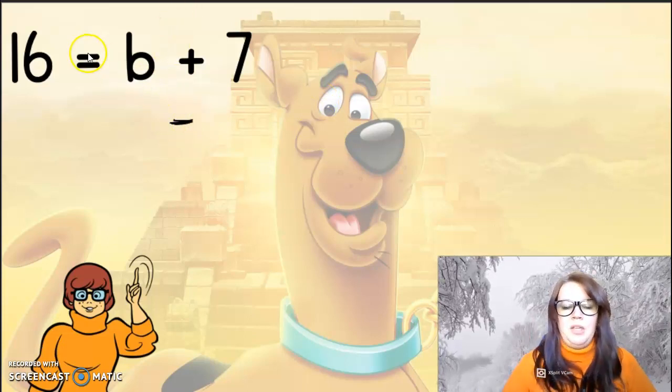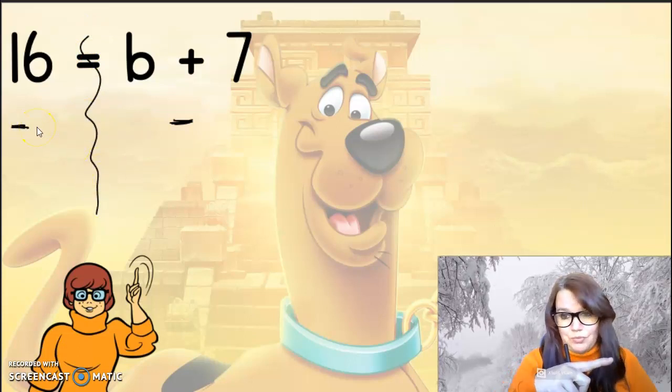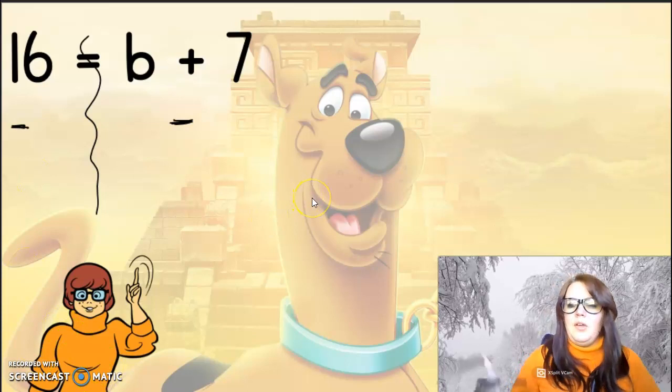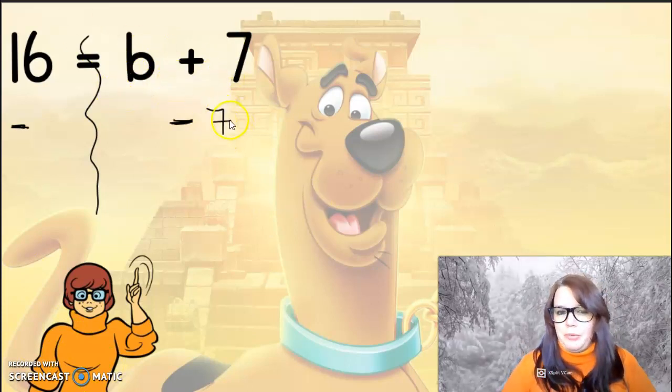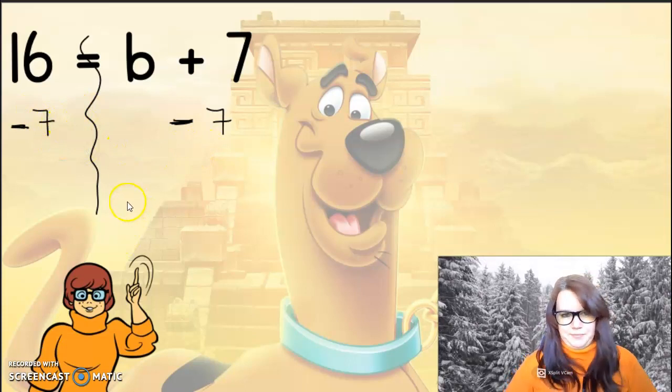Okay? Now remember, this is your equal sign. Whatever happens on one side of the equal sign must happen to the other. So I have to subtract over here too. So I know I'm doing subtraction, but what am I subtracting? Well, I know I'm subtracting the 7 because I want to know what that variable is. So if I subtract 7 over here, I have to subtract 7 over here.